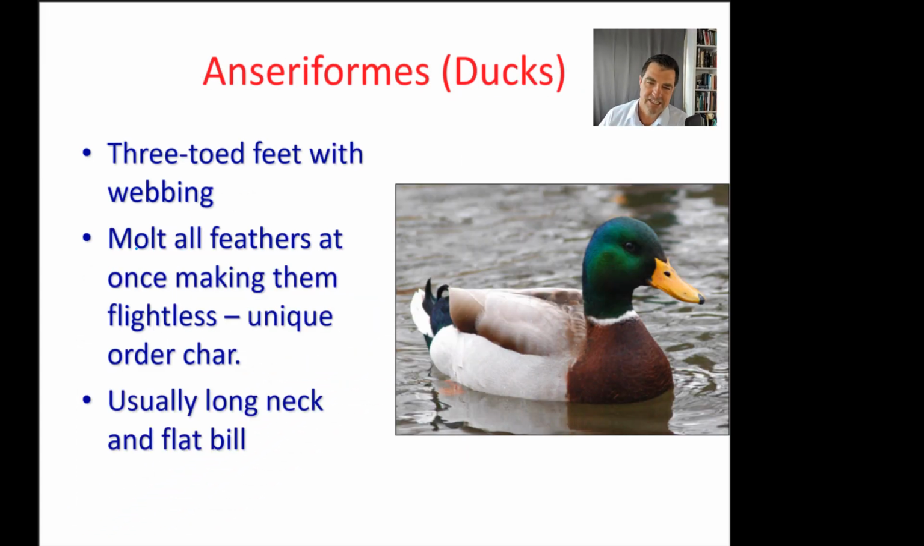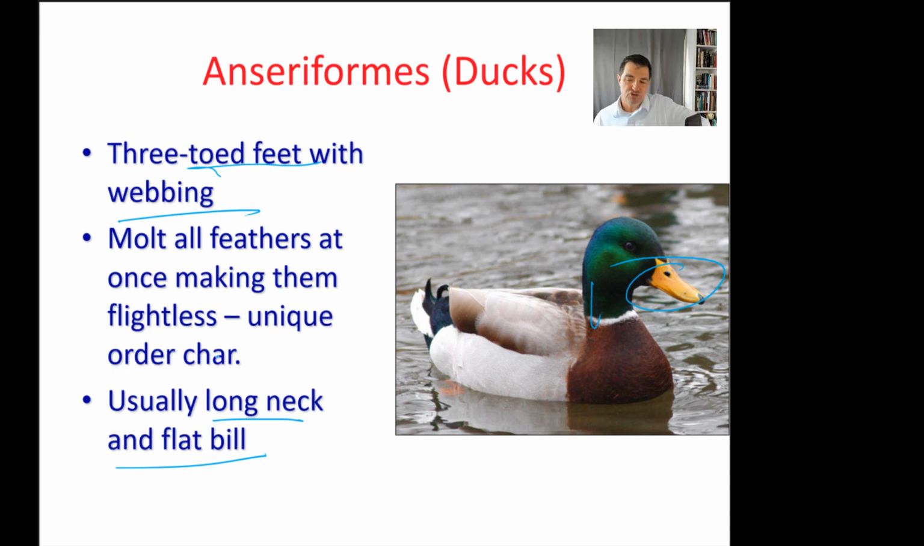The next group is the Anseriformes. These are ducks. Most people can look at a duck and know what a duck looks like. So that's a nice, easy one. They have 3-toed feet with webbing, and they have an unusually long neck and a flat bill. So again, a very duck-like looking structure. So that's normally something pretty easy to see. Most people know when they're looking at a duck.